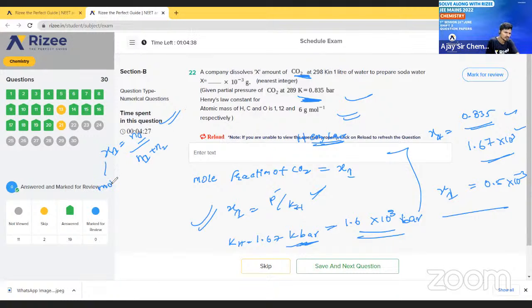Mole fraction. We can also find it with this. Here, what is the n2? N2 is the water. So we have to find for 1 liter of water. So 1 liter of water means what should I write here?